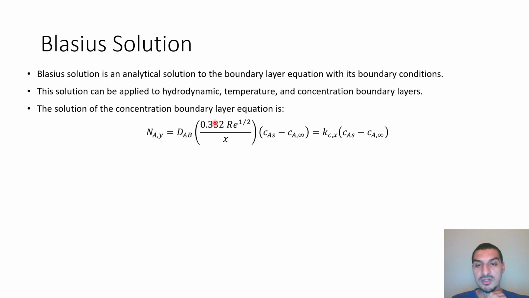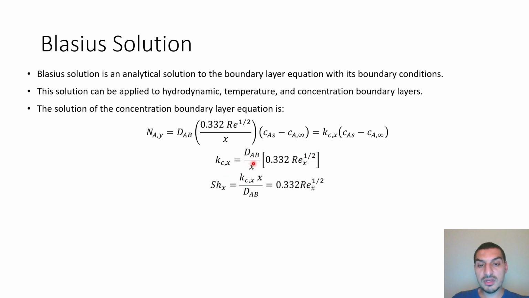You will find that N, which is the flux, equals D multiplied by this bracket, which is a function of the Reynolds number and x, multiplied by the overall driving force, which is C_s minus C_infinity. And in the case of convection mass transfer, the equation is the mass transfer coefficient multiplied by the concentration difference. So whatever is multiplied by the concentration difference is going to be the mass transfer coefficient. So this is k_c x equals D_AB x multiplied by all these parameters. We can rearrange the equation to have k multiplied by x divided by D_AB, and this is the shape of the equation. So this is the output that we want.